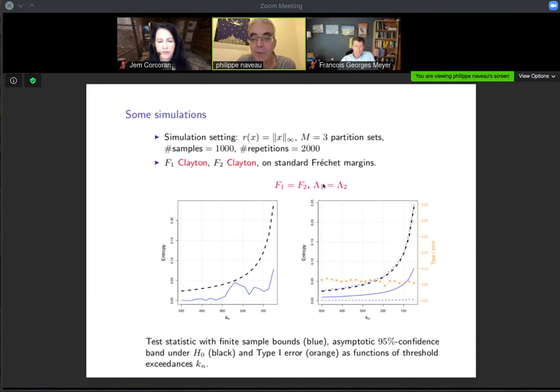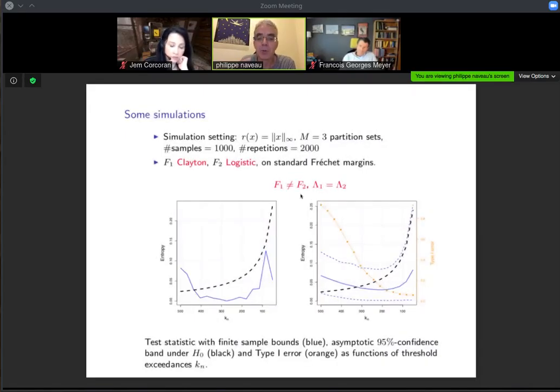So what you can see here is that the blue is under the black line, so it means we don't reject the null hypothesis, because by construction, we know that this bivariate vector is a Clayton copula, but it doesn't really matter, it means that our tests look good. And here we have repeated the experiment many times. So that's what we get.